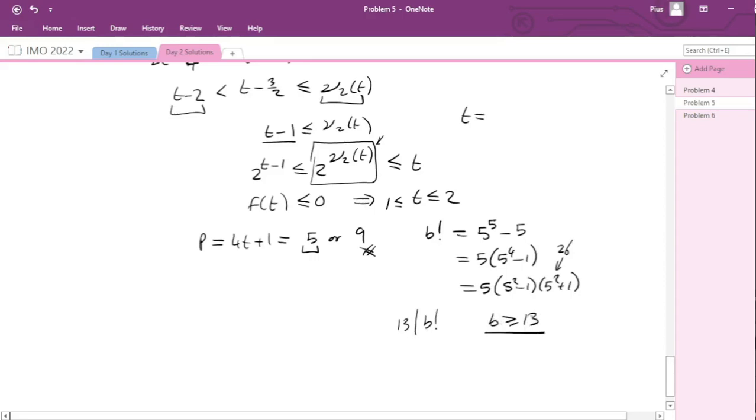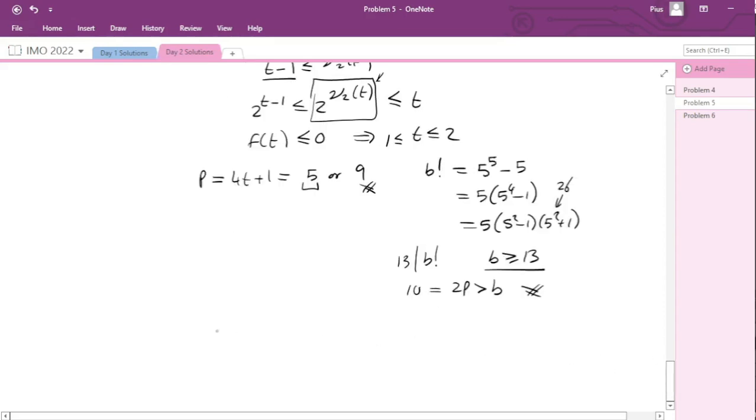Now this is not going to work because we already had an upper bound for B. Recall that 2P is greater than B. So, and 2P is, in this case, 10. So this is a contradiction. Okay, so in a very similar way, we're going to look at the second case. So that is where 4 doesn't divide P minus 1.